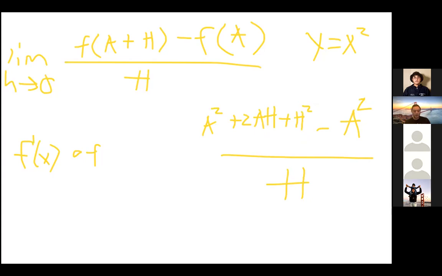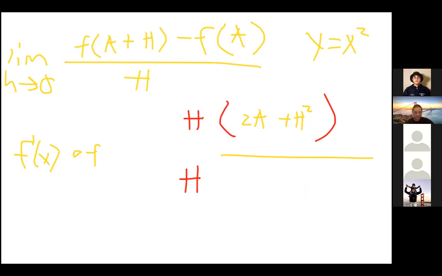Now we cancel like terms. There's an a squared, cancels out. What are we left with? We now have a squared minus a squared, those cancel. We are now left on the top with 2ah plus h squared over h. I'm going to factor out an h from everything. Factor out an h up here, factor out an h from here. So if I write the h on the outside, the inside now becomes 2a plus h. Does everyone see how I got there?